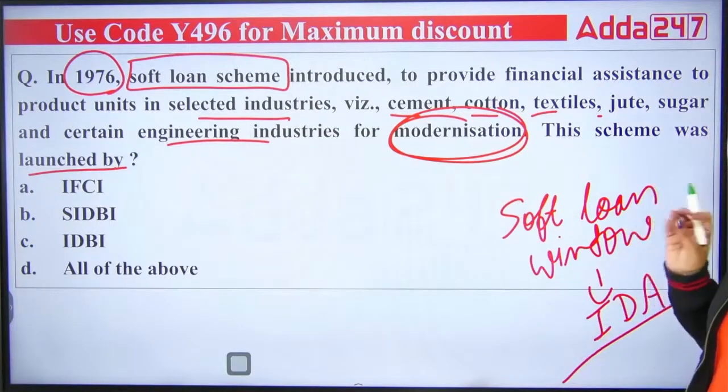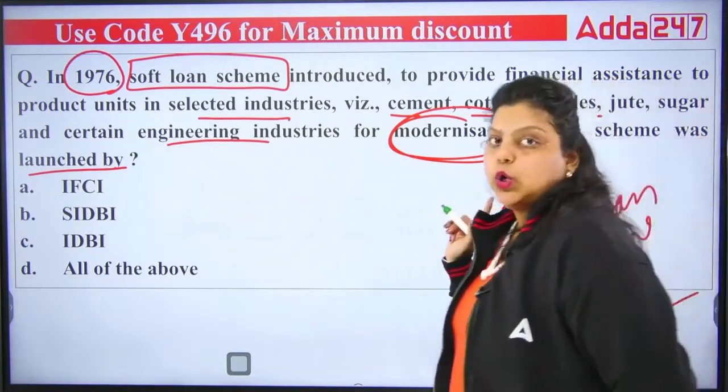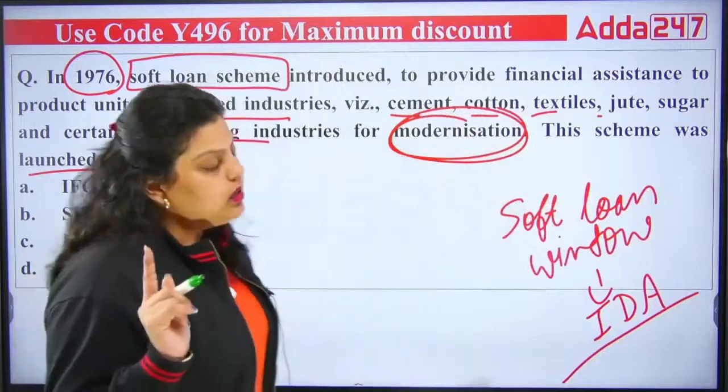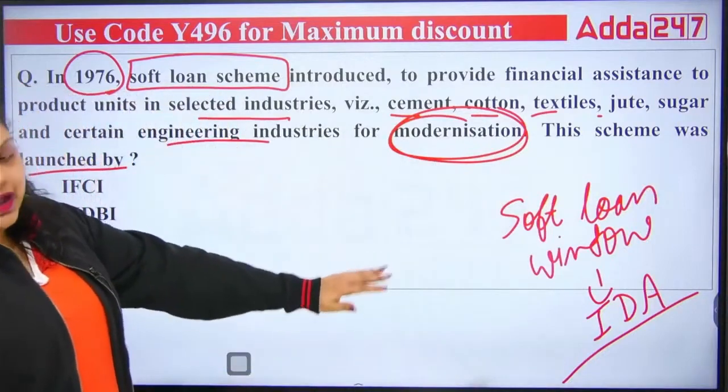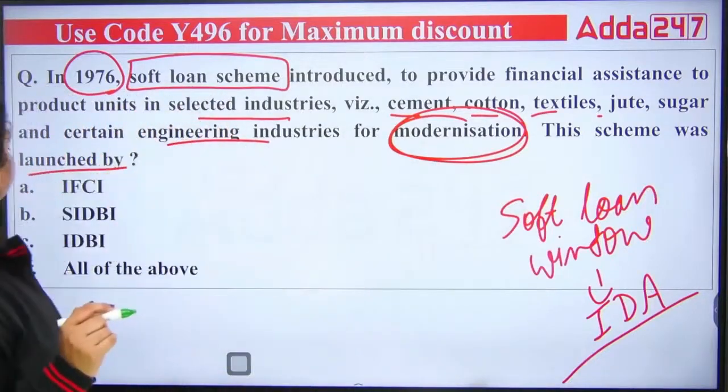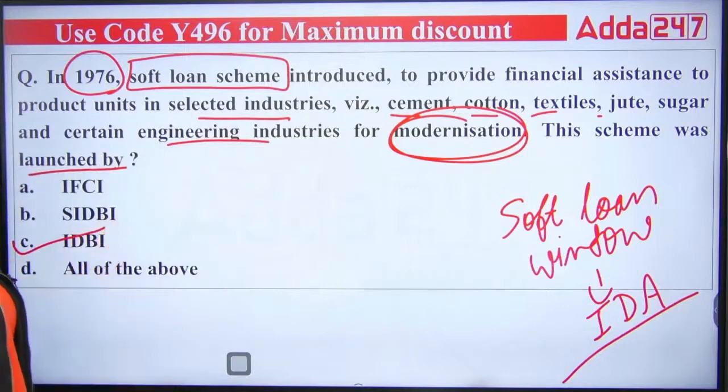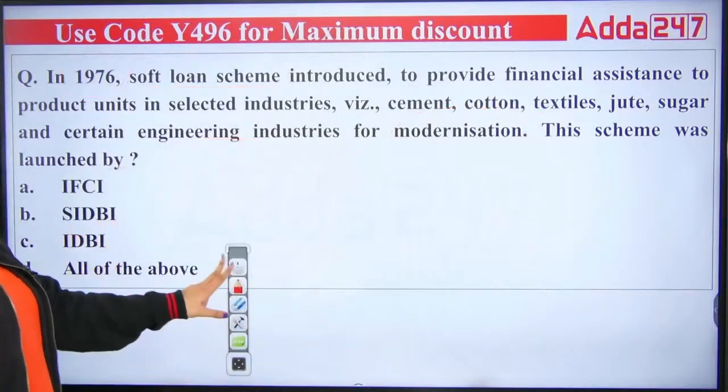The World Bank has 5 institutions. This we have already discussed in Module A classes. So do remember, if you talk about a soft loan window, IDA is the soft loan window, and the soft loan scheme was introduced by IDBI, Industrial Development Bank of India.